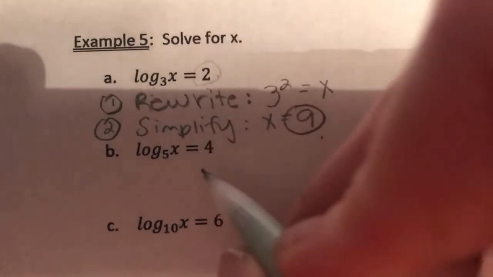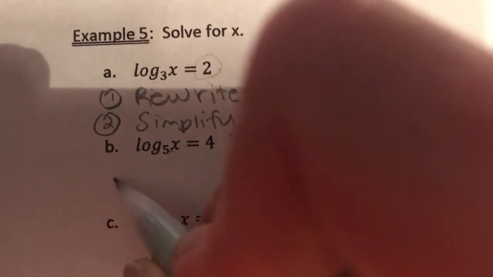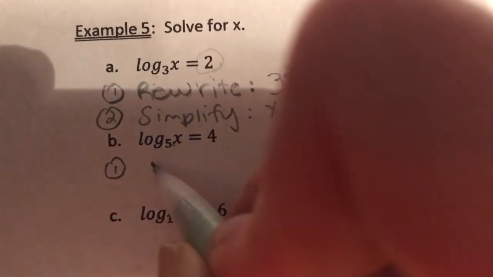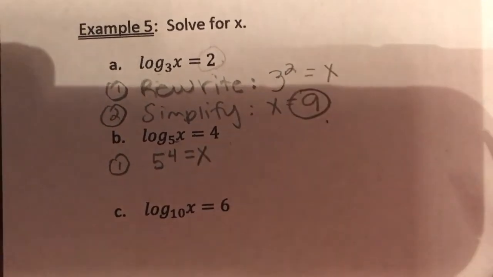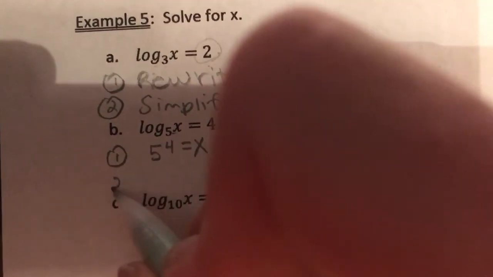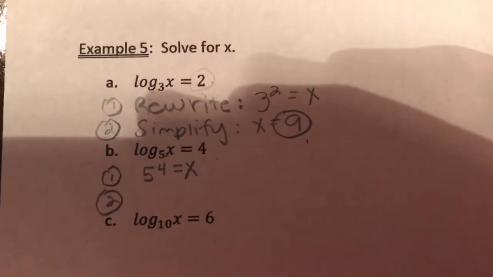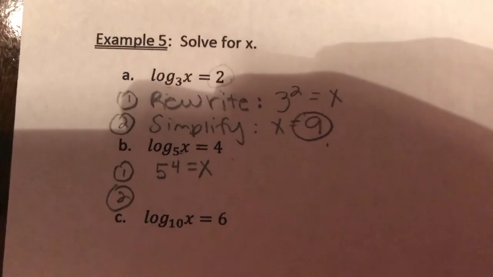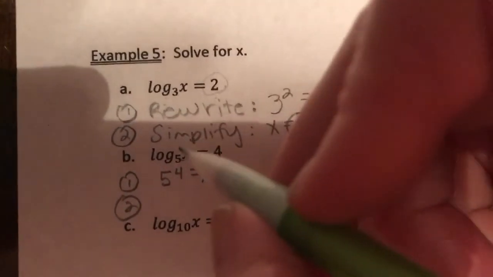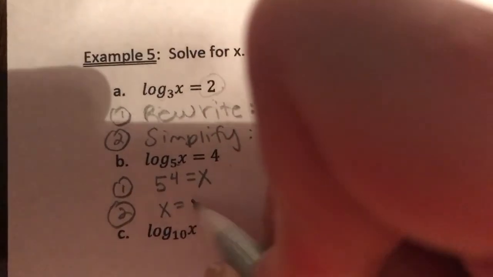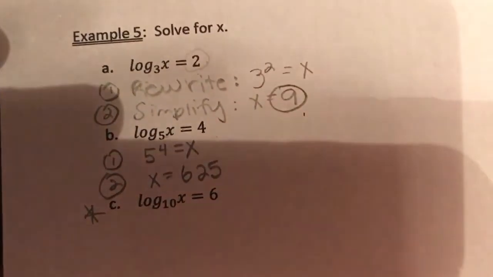For part B, 4 is the power you raise 5 to get x. So step 1 would be to rewrite. 4 is the power you raise 5 to. So 5 to the 4th equals x. So step 2 then would be to calculate what is 5 to the 4th power. You can enter 5 to the 4th power in your calculator. 5 to the 4th power is 625. I want you to try part C on your own.